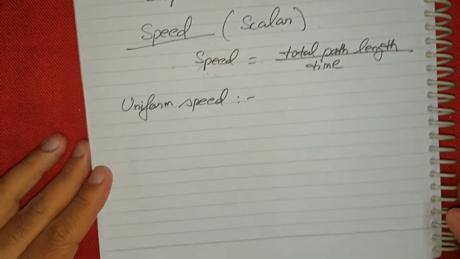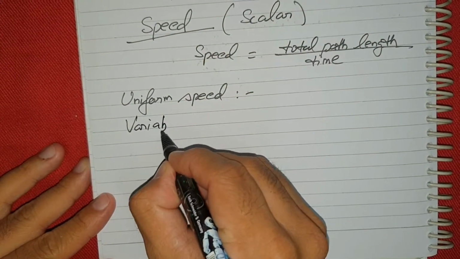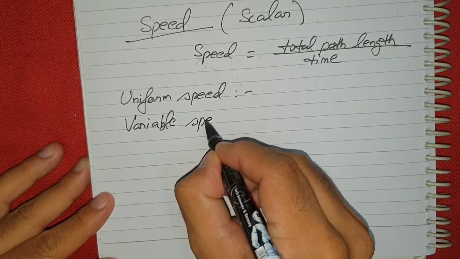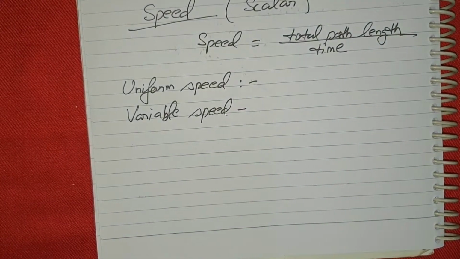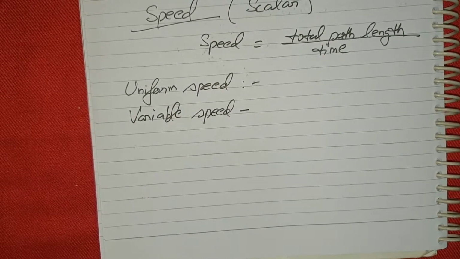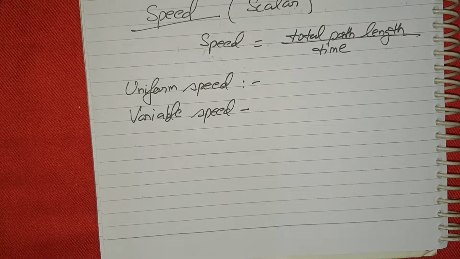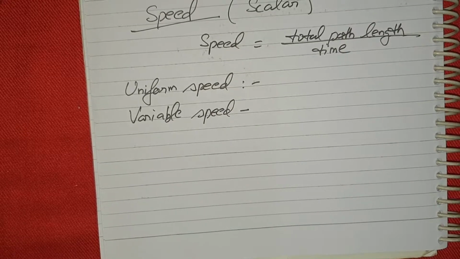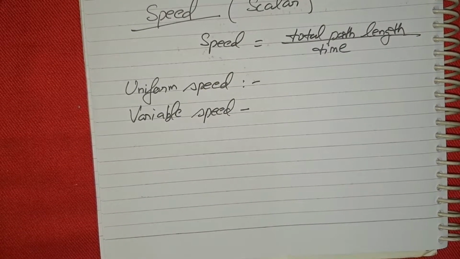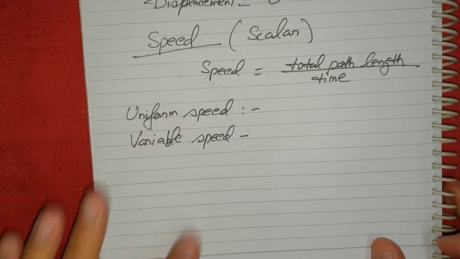Now, variable speed. An object is said to be moving with a variable speed if it covers equal distances in unequal intervals of time, or unequal distances in equal intervals of time. That is the variable speed, howsoever small these intervals may be. So, that is the variable speed.